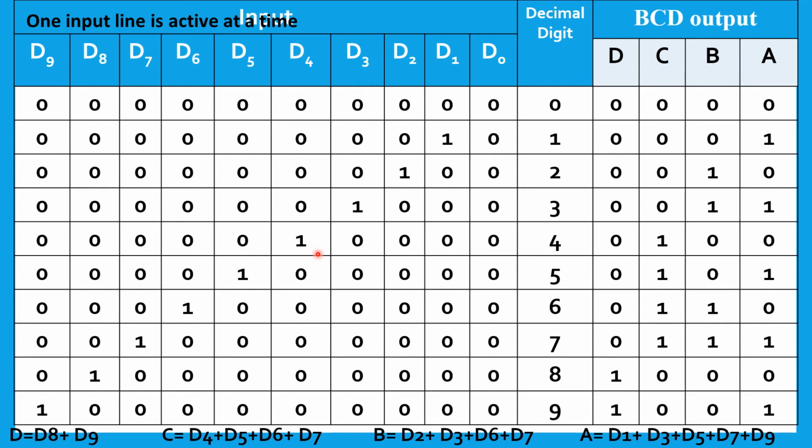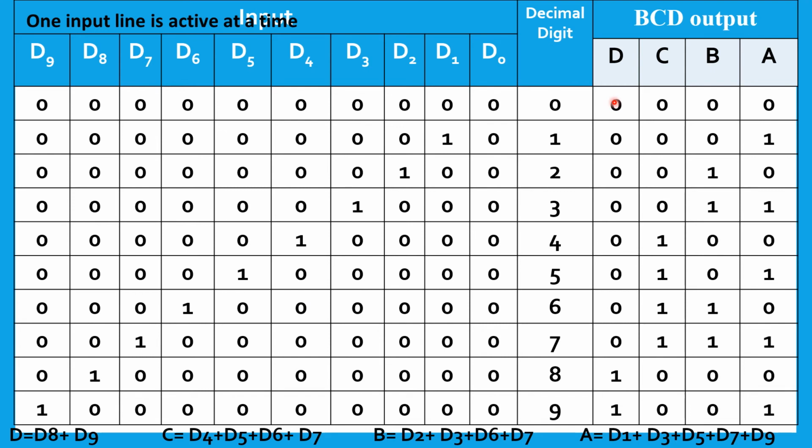And D4 1, output is 0, 1, 0, 0. D5 1, output is 0, 1, 0, 1. D6 1, output is 0, 1, 1, 0. D7 1, output is 0, 1, 1, 1. D8 1, output is 1, 0, 0, 0. When D9 is 1, output is 1, 0, 0, 1. And here we can see that one input line is active at a time.